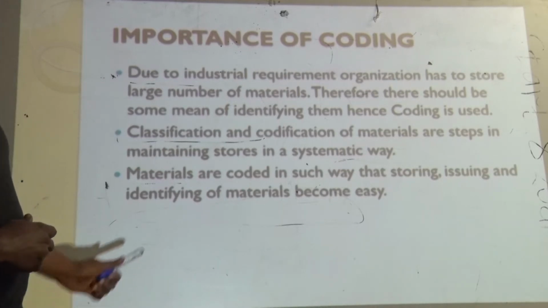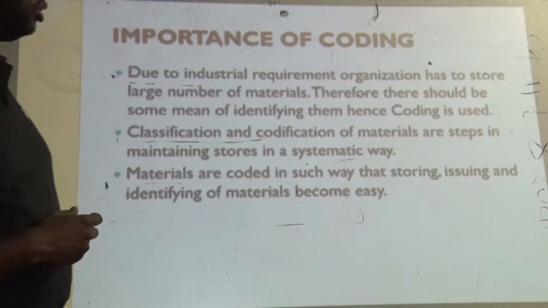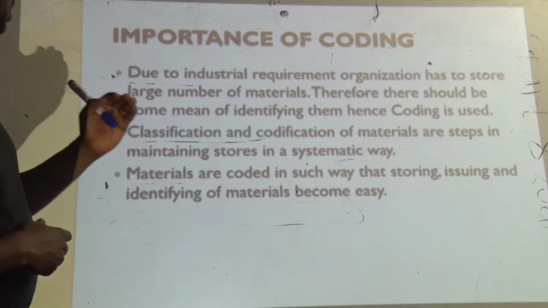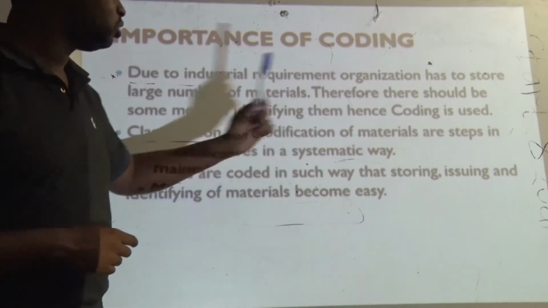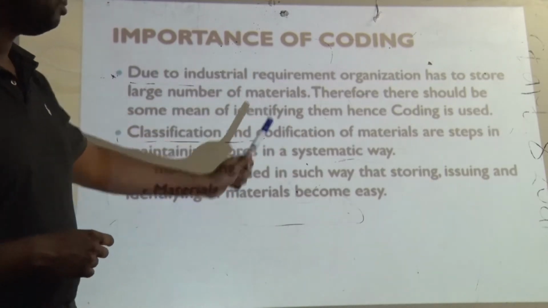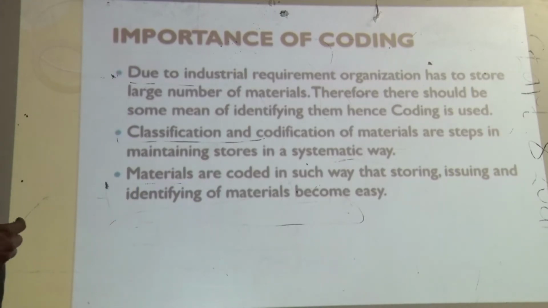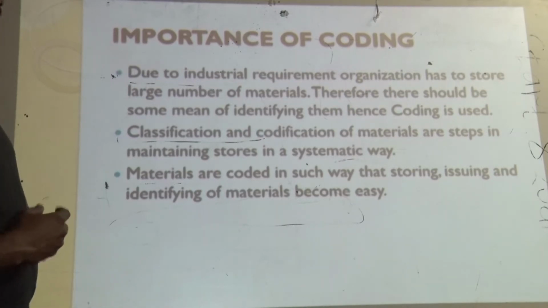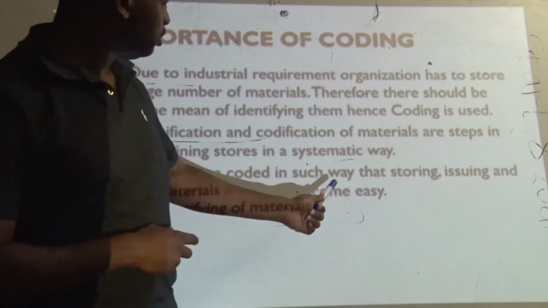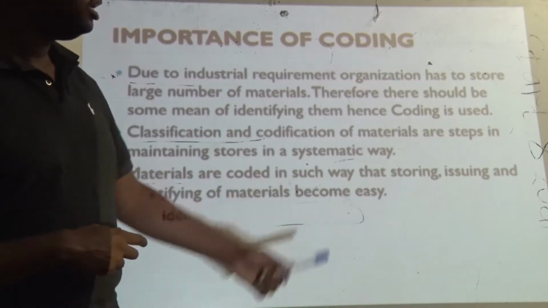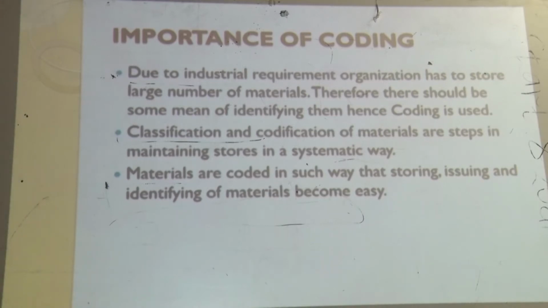The other thing about coding is that it allows classification and codification of materials, which follows a particular step of maintaining stores in a systematic way. So you'll be able to maintain stores by classifying and coding your materials. The other important thing about coding is that it allows materials that are coded to be stored in such a way that ensures easy issuing, identifying materials very easily in the store. So coding allows you to identify materials more easily in the store.